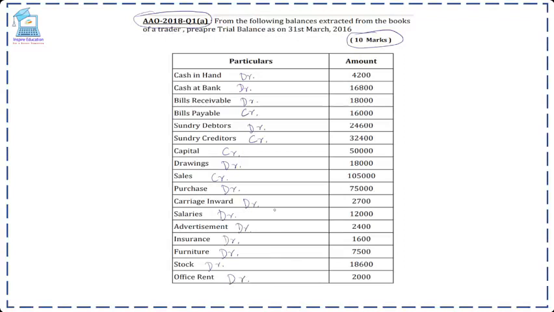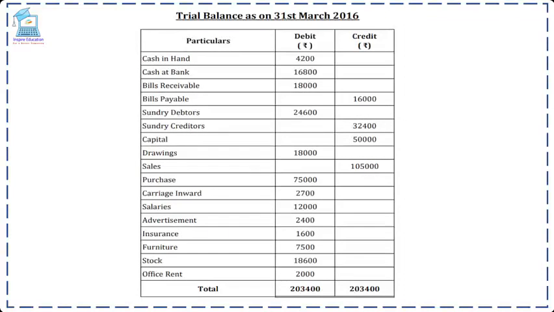Just post these things and you will get this solution, right? So we are getting the total 203400. So if your answer is this, it is correct.